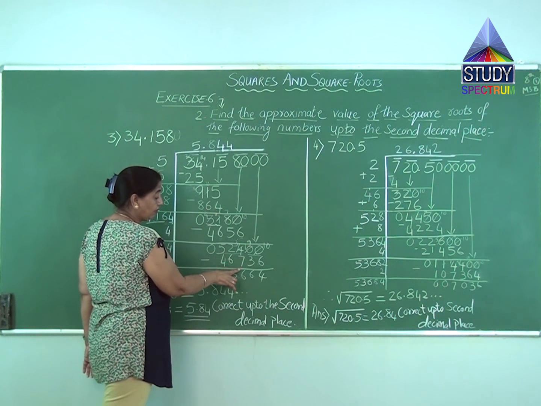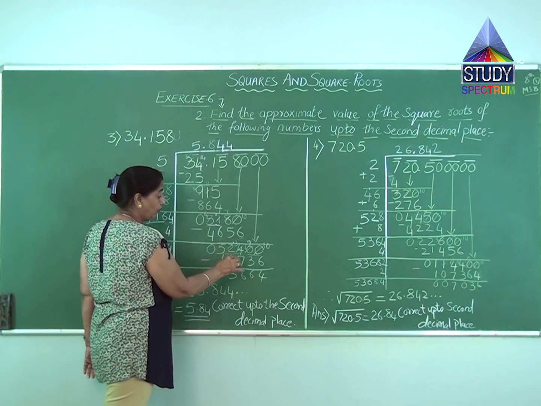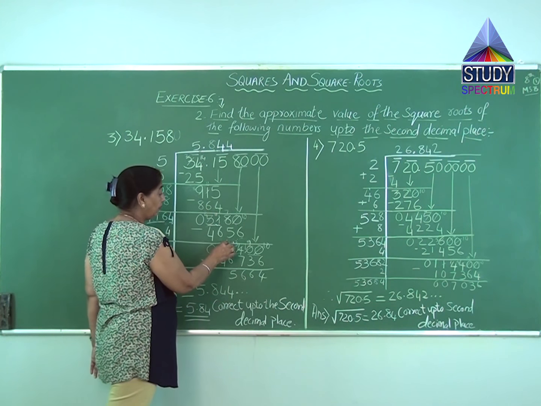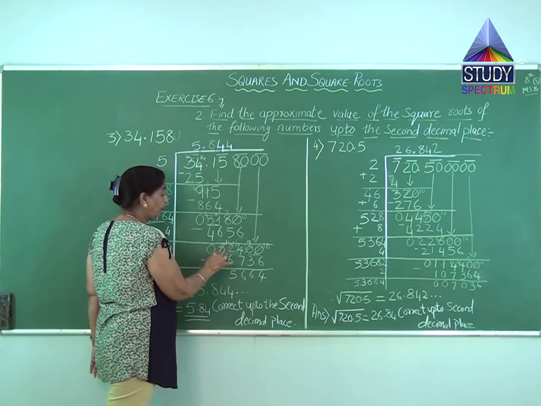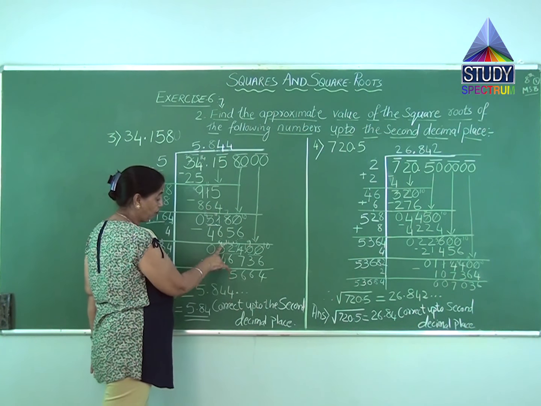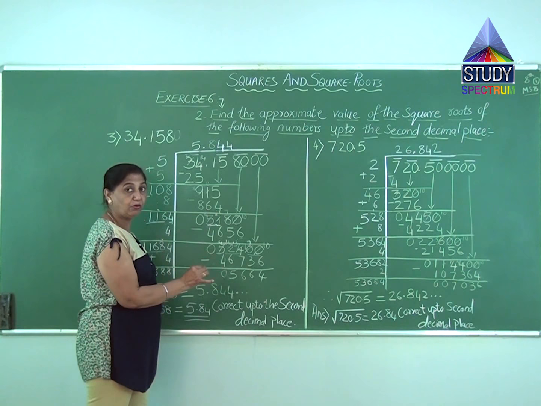Now from 3 again 7 will not go. I will take 1 from here. 13 minus 7 gives me 6. And here 1 is there. I will take 1 from here. Here remains 4. 11 minus 6 gives me 5. 4 minus 4 gives me 0.